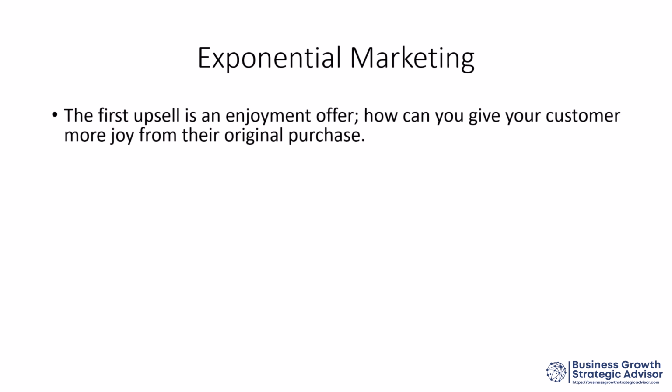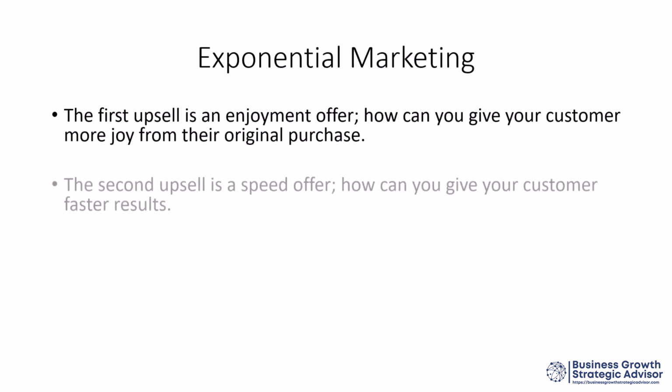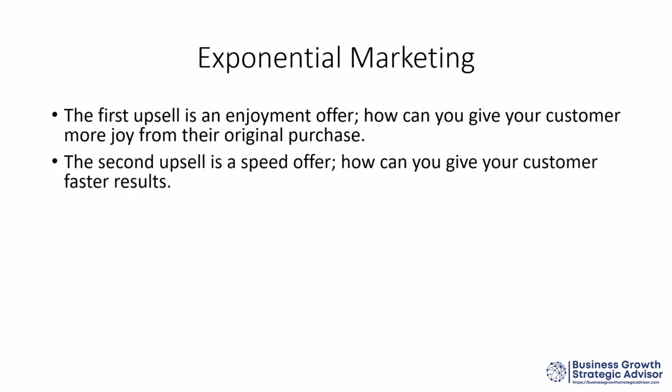So again, now the first upsell is an enjoyment offer, right? So how can you give your customer more joy from their original purchase? So they bought this one thing. Your first upsell is going to give them more enjoyment, more joy from the original purchase. The second upsell is speed. How can you give your customer faster results?